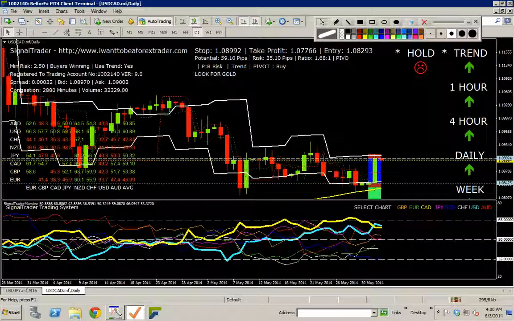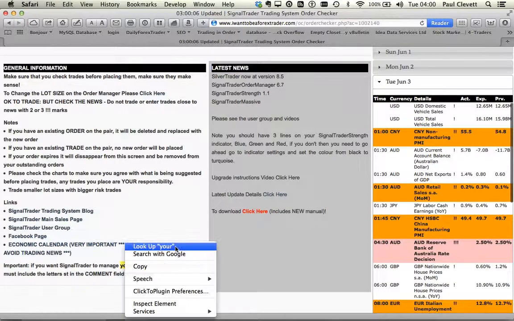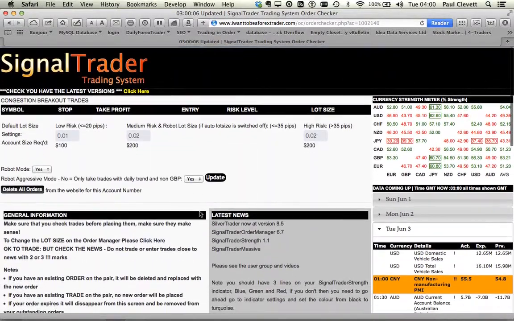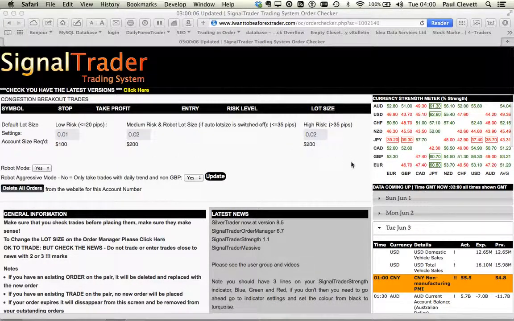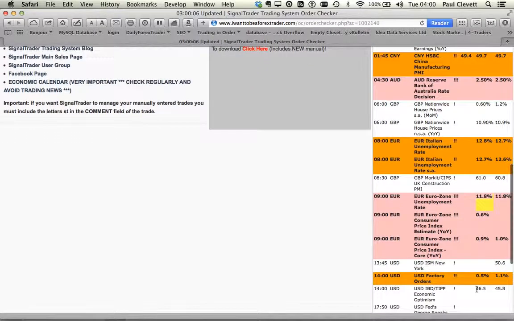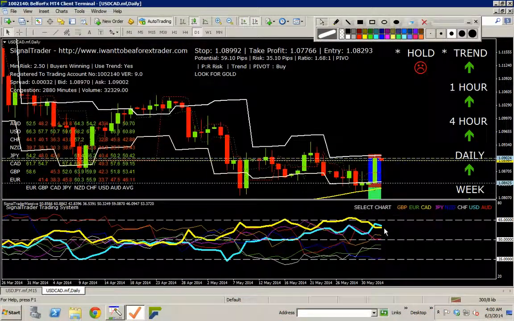Now, unfortunately today, there's news coming up. If we look down here, this is the web interface that comes with the software. Okay, and you can set up your robot in here and how much it trades, etc. If I go down here, look here, there's this Euro news coming in at 9 o'clock. So I'm not going to take any trades for now until the Euro news is over, because that will probably switch the market around a little bit and set us up for more trades.